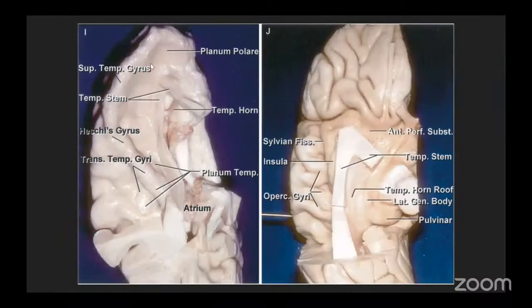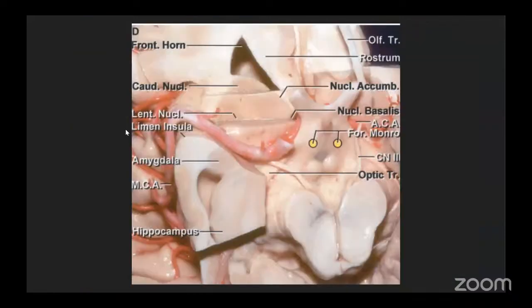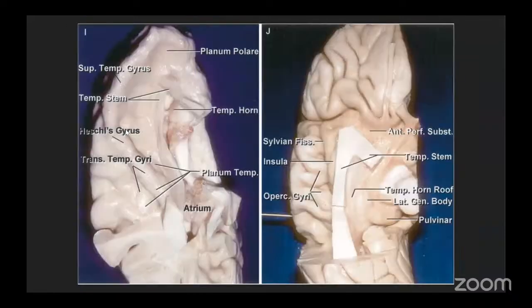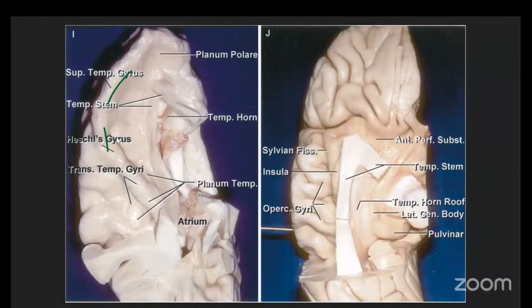So let's see here. This is the superior temporal gyrus, and then we have Heschl's gyrus. Heschl's gyrus and the superior temporal gyrus form parts of the primary auditory cortex. The temporal horn is visible here. This is the temporal stem, this region. This is the planum polare.